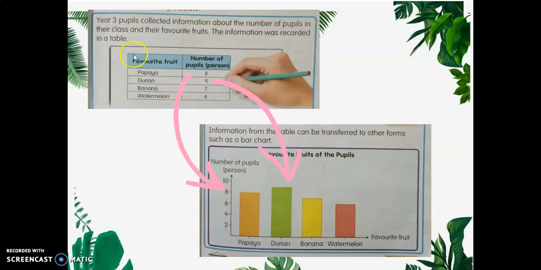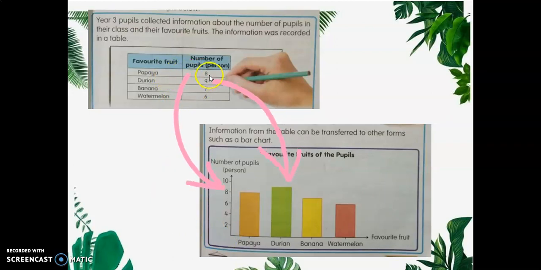So, this information can be transferred to other forms. This form is table, whereas this form is graph. So, the information can be transferred. Kita boleh pindahkan kepada other forms, bentuk yang lain. Ini jadual, manakala yang ini graph. Tengok di sini ya. Look at this.